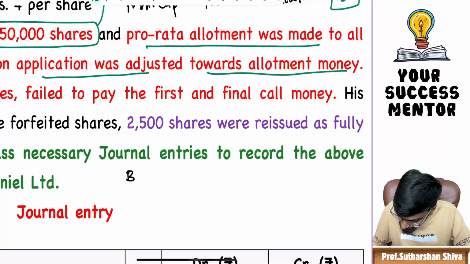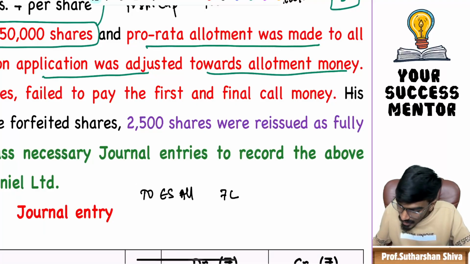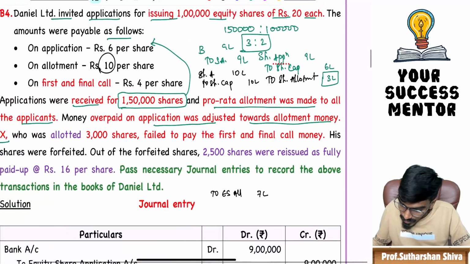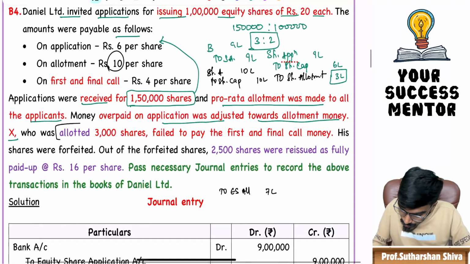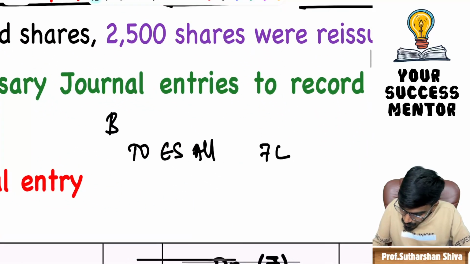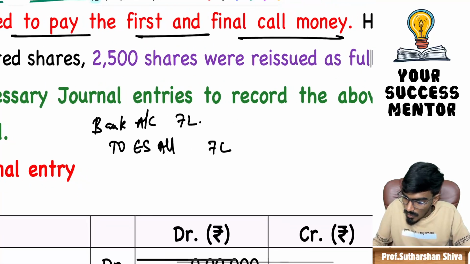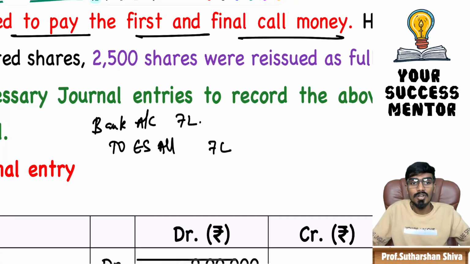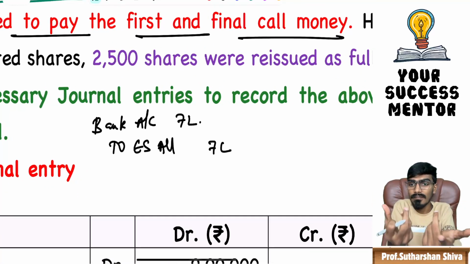After that, what entry will I pass? Bank account to equity share allotment. Wait, we need to pass bank to equity share allotment with respect to 7 lakh, and we'll see what is happening. X, who was allotted 3,000 shares, failed to pay only the first and final call money. So there is no question about the allotment money, so it is 7 lakh. Now all the excess money is over and the company has no money.